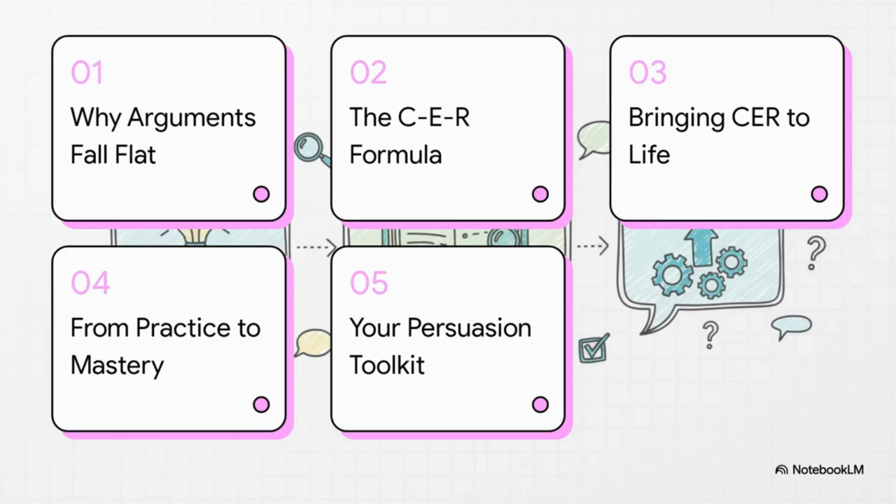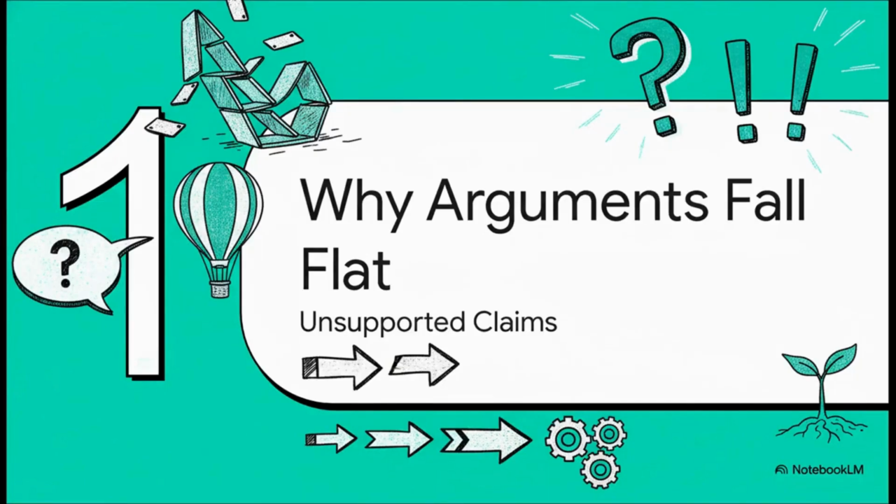So here's our game plan for the next few minutes. First, we'll look at why arguments often fall flat. Then we'll break down the CER formula and see it in action. After that, we'll talk about how to get your students from their first try to total mastery. And we'll wrap up by looking at this as a powerful persuasion toolkit they can use anywhere. So let's get right to it.